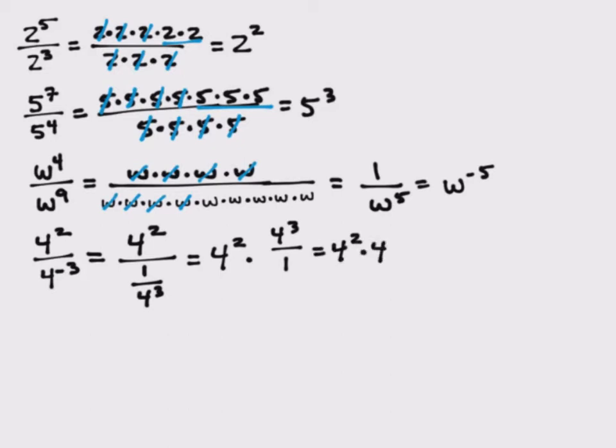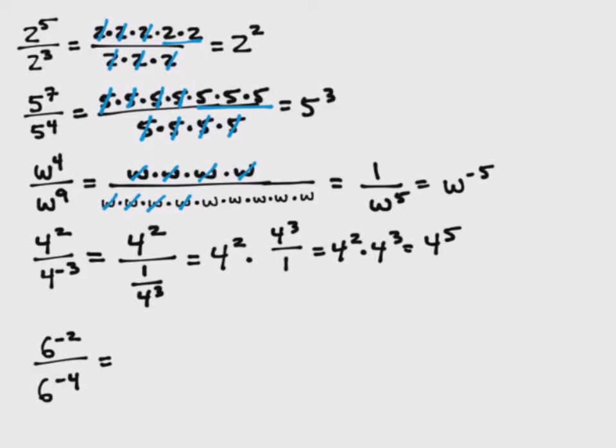And 4 to the second times 4 to the third, we definitely know is going to end up being 4 to the fifth. And that is exactly what we would have suspected if we had subtracted 2 minus negative 3. That would have given us 5, and our answer was 4 to the fifth. So this property is still holding. One more time. What if both the numerator and denominator have negative exponents? As in, 6 to the negative second over 6 to the negative fourth.